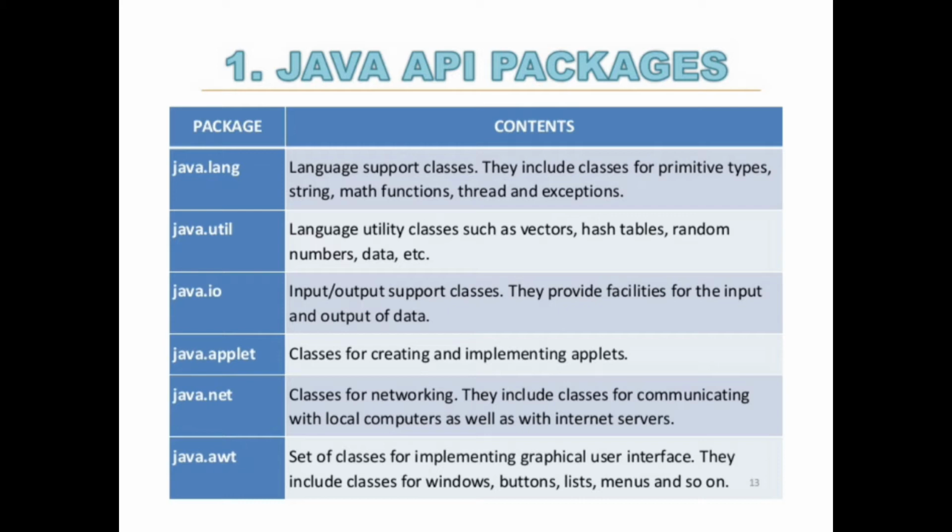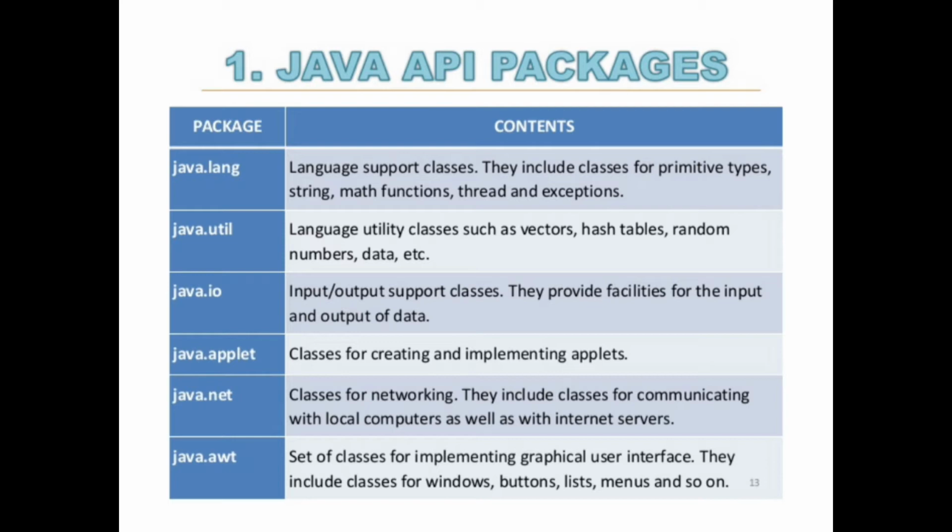The Java Application Program Interface packages contain, first, java.lang. This package supports the core classes. They include classes for primitive data types, strings, mathematical functions, threads and exceptions. The second one is java.util. This package has utility classes such as vectors, hash tables, random numbers, date, etc. And java.io, the input output package. It supports input output classes. They provide the facility for input output of data.